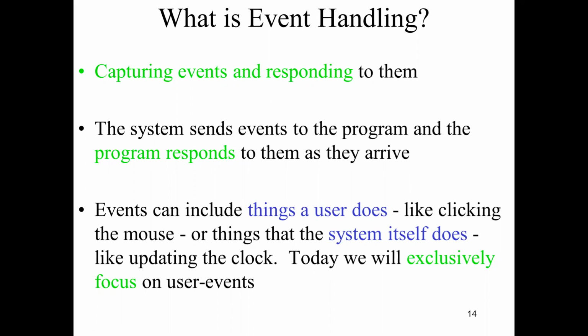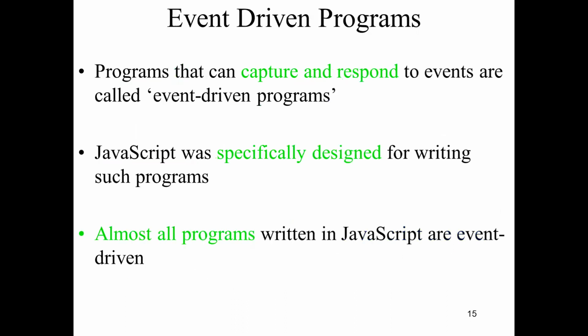Generally the events can include things a user does. Say for example, when you click on the mouse or when you scroll. When you click on the submit button, it takes you to some other state. That is what we generally call an event. And event handling is capturing the event and responding to it. Like when you click on the submit button, whatever action you want to perform, how you want to respond to the event, that is what we call an event driven program.